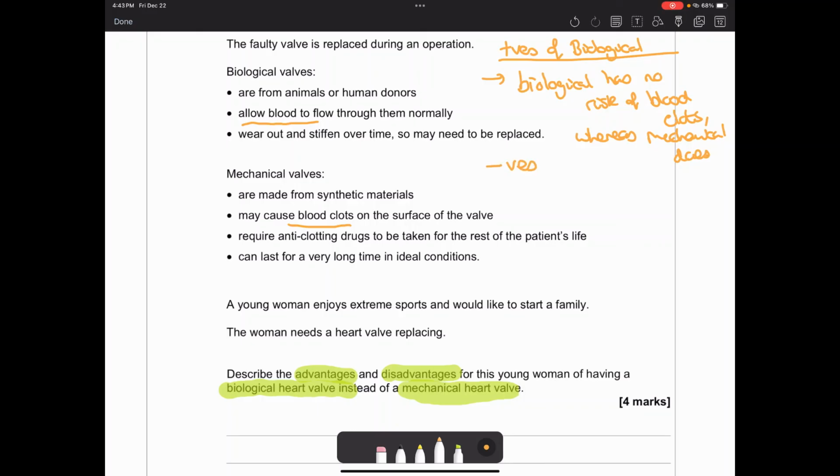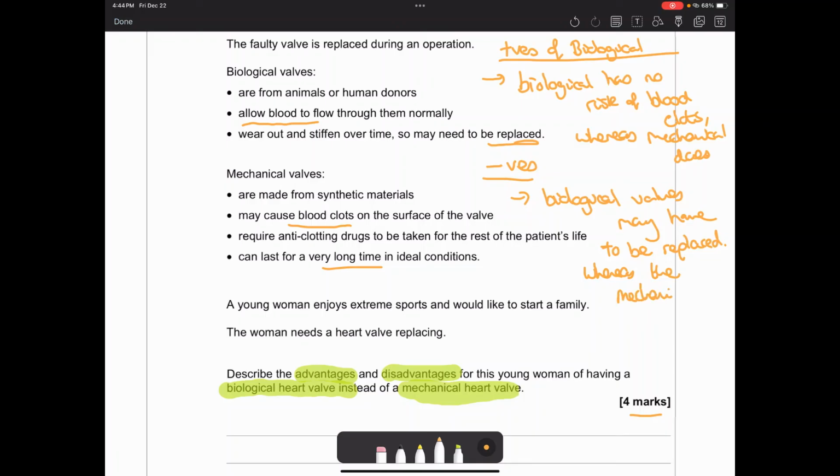A disadvantage of biological, okay, so it's 4 marks. So a disadvantage of biological is that they might need to be replaced, but mechanical can last for a very long time. So a negative is that for biological valves they may have to be replaced, whereas the mechanical one would last a long time.